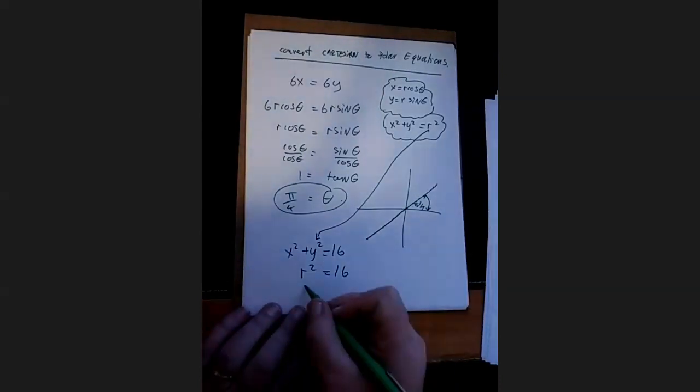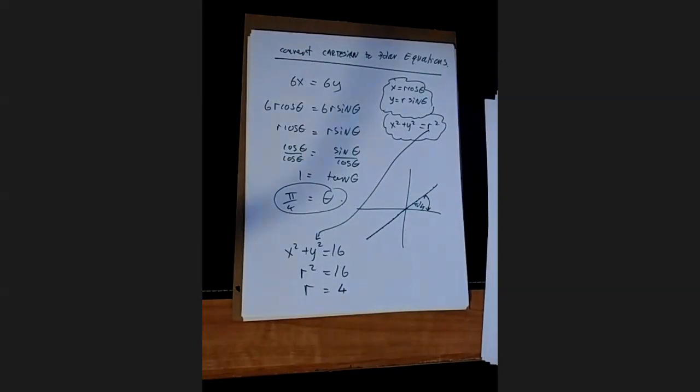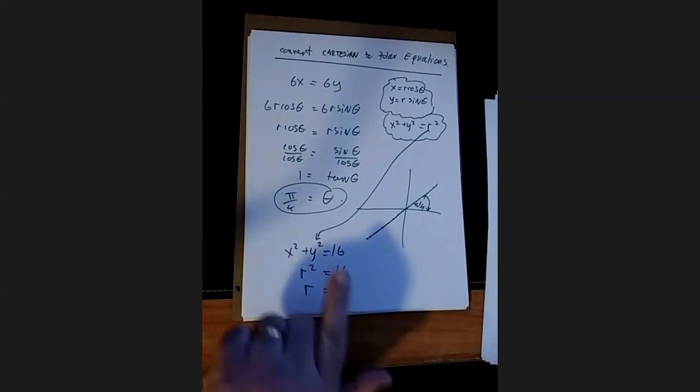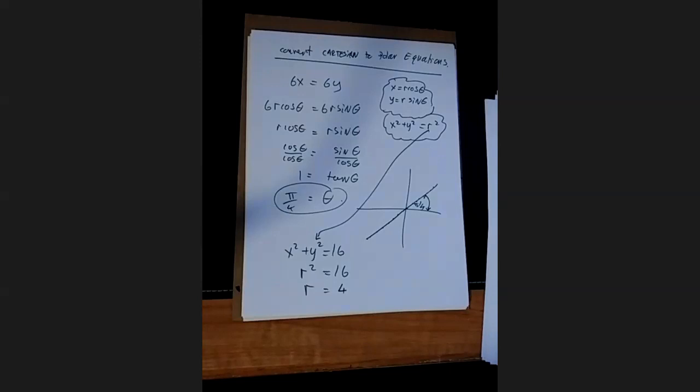Now, we want r on its own, and you pick positive 4. Remember, r should be positive, and theta should be between 0 and 360, or 0 and 2 pi, right? So that's why I chose that number and not any other choice, and that's why I'm picking r equals 4.